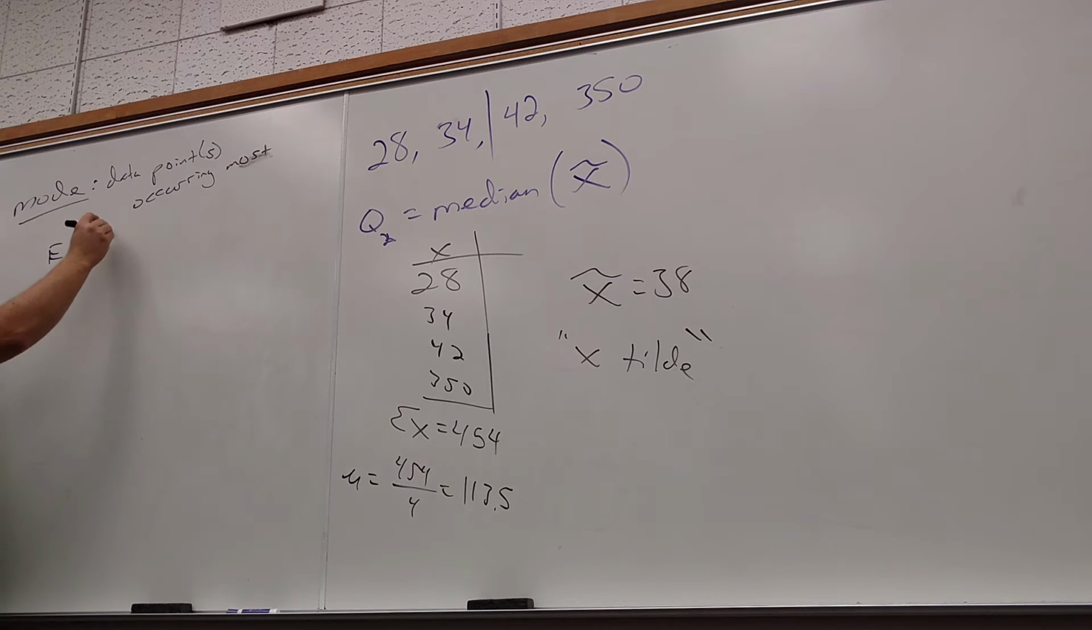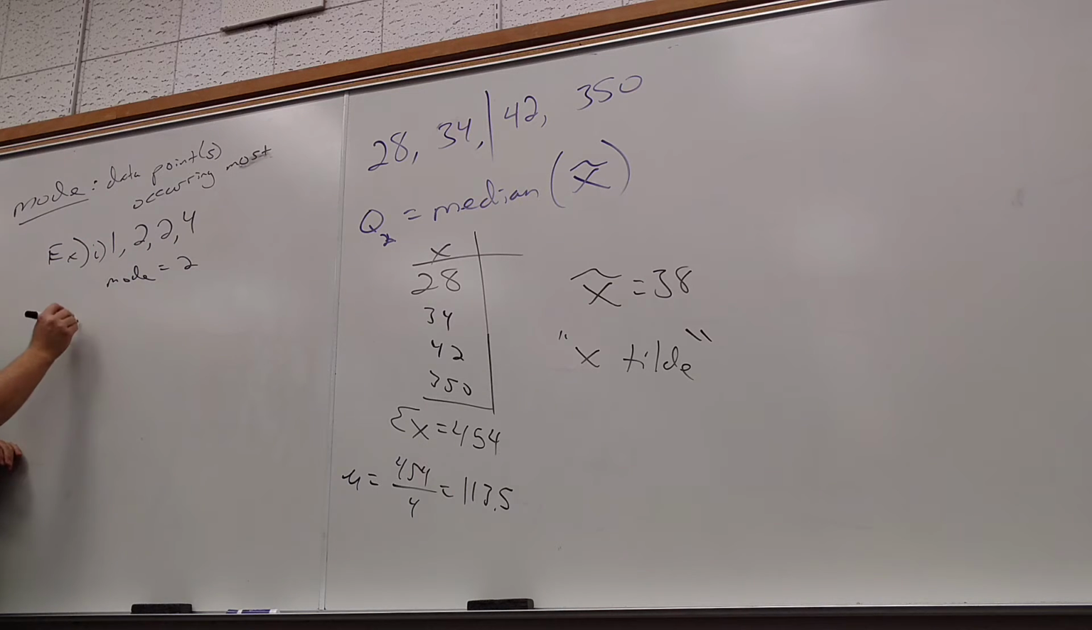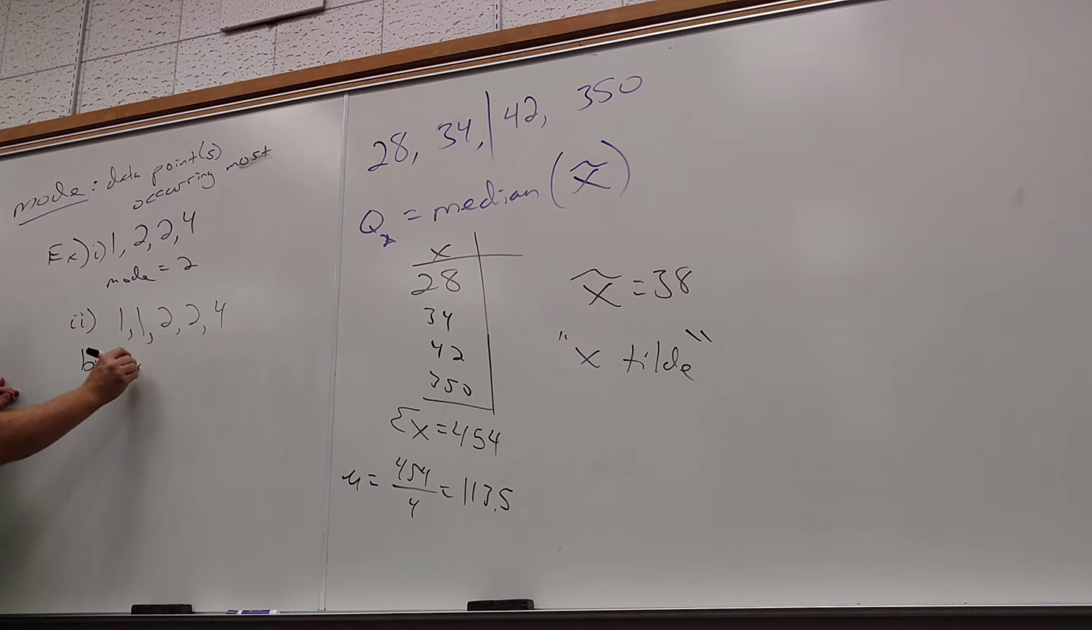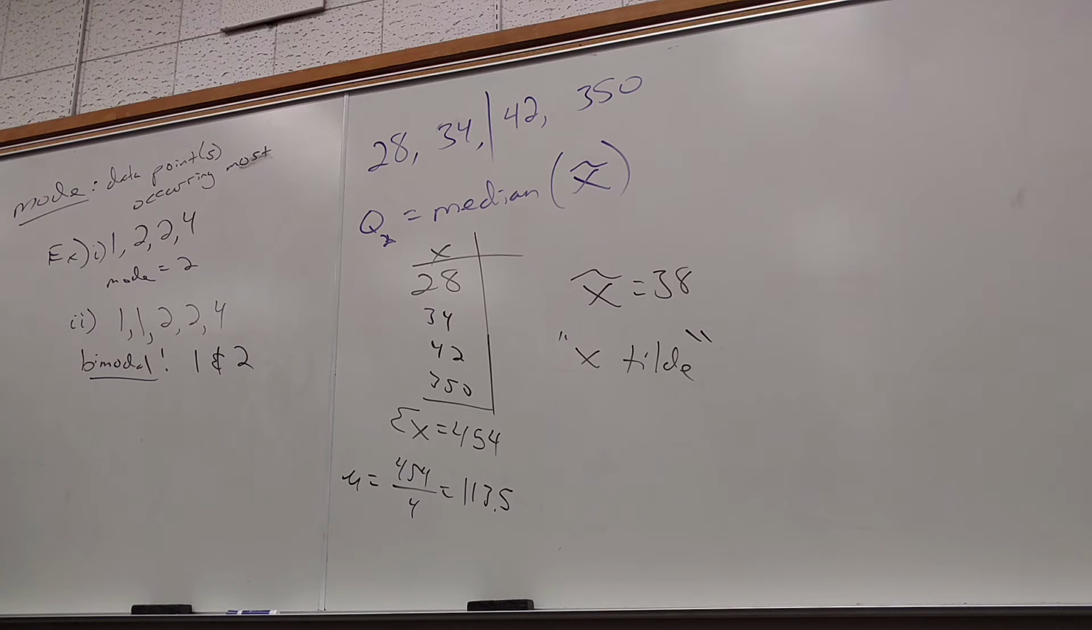All right. So a really easy example: 1, 2, 2, 4. What's the mode? What about 1, 1, 2, 2, 4? 1 and 2. So it is bimodal. And then you can have trimodal. Normally after trimodal, you just say there's no mode. It's like 4 modes, there's no mode. It's like 4 centers. No.